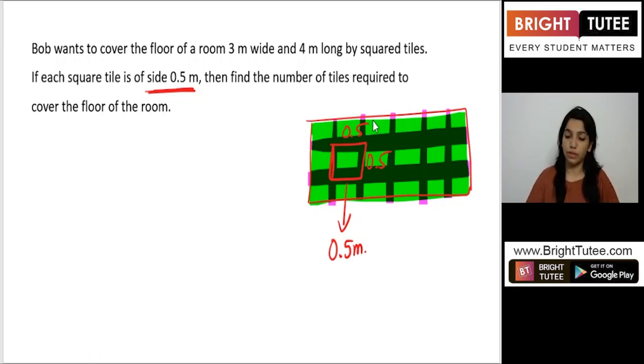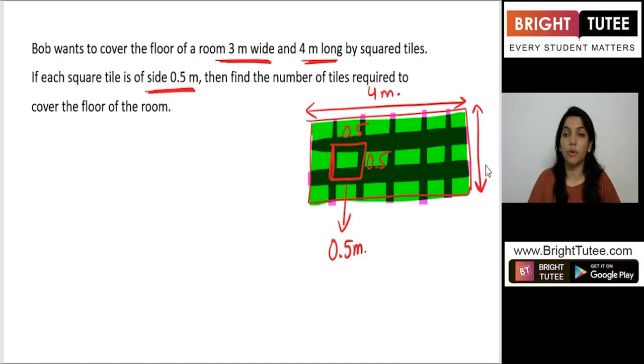Now look at this carefully. Here we are given Bob wants to cover the floor of a room 3 meters wide and 4 meters long. So what is 4? It is this length. That is the floor length, so it is 4 meters. What is the width given? This particular side, that is breadth, or we call it width. It is 3 meters. Okay.